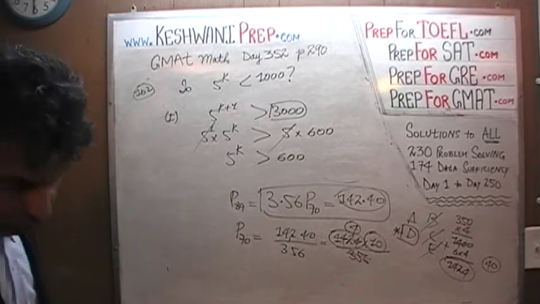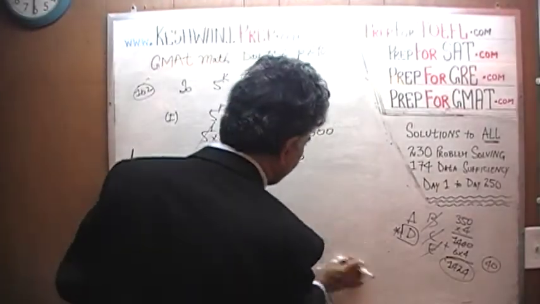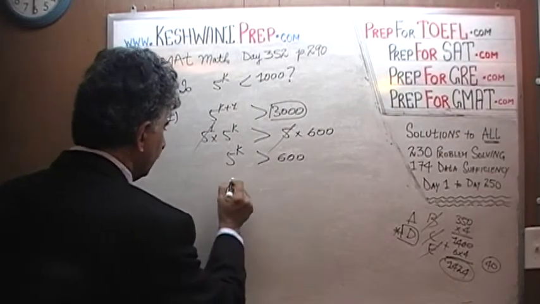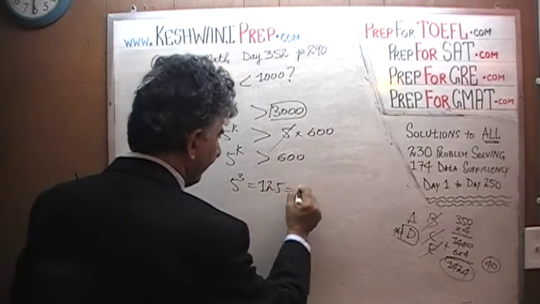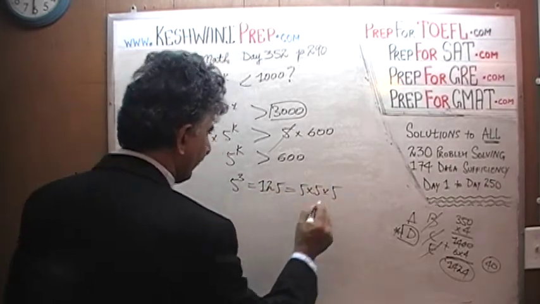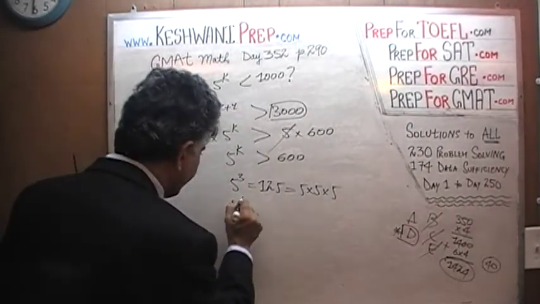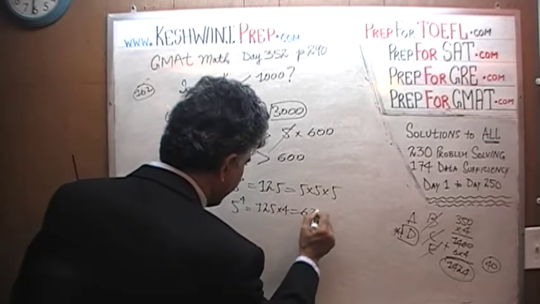What can we extract from that? Well, what we can extract is the fact that 5 raised to 3 is 125. That we do know, because 5 times 5 is 25, and 25 times 5 is 125. And 5 raised to 4, we know that 125 times 5 is 625.